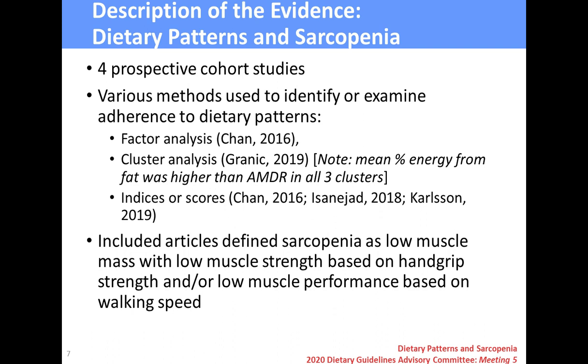These articles all happened to be prospective cohort study design, which examined the relationship between dietary patterns and sarcopenia. For the exposures, multiple approaches were used to create the dietary patterns, including factor analysis, cluster analysis, and/or indices or scores. Six different indices or scores were used in the included manuscripts. The 4 articles applied similar definitions of sarcopenia, which were low muscle mass with low muscle strength based on hand grip strength and/or low muscle performance based on walking speed. One study used the Asian Working Group for Sarcopenia algorithm, that's the Chan study, and the other three used the European Working Group on Sarcopenia criteria.